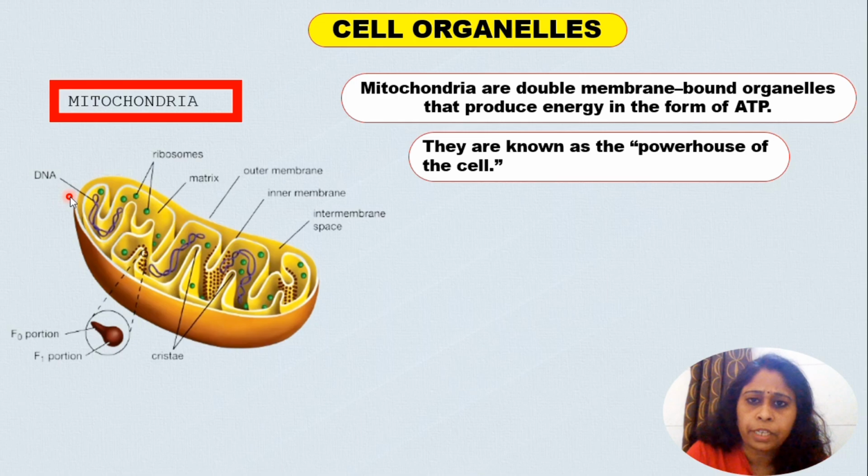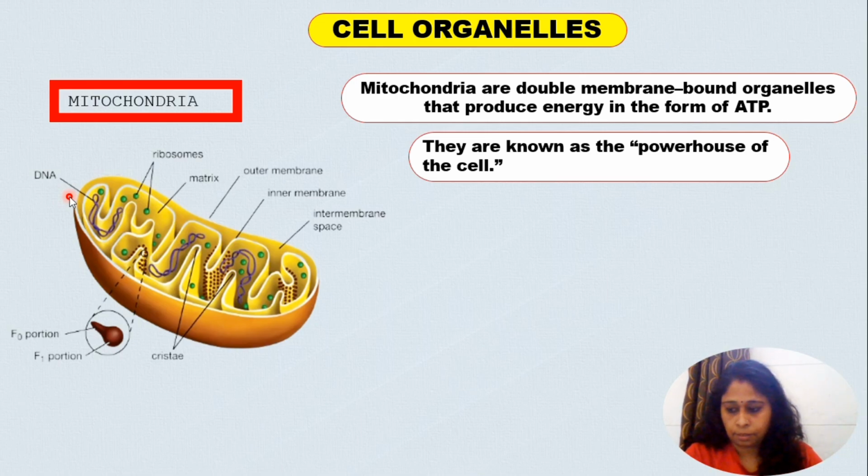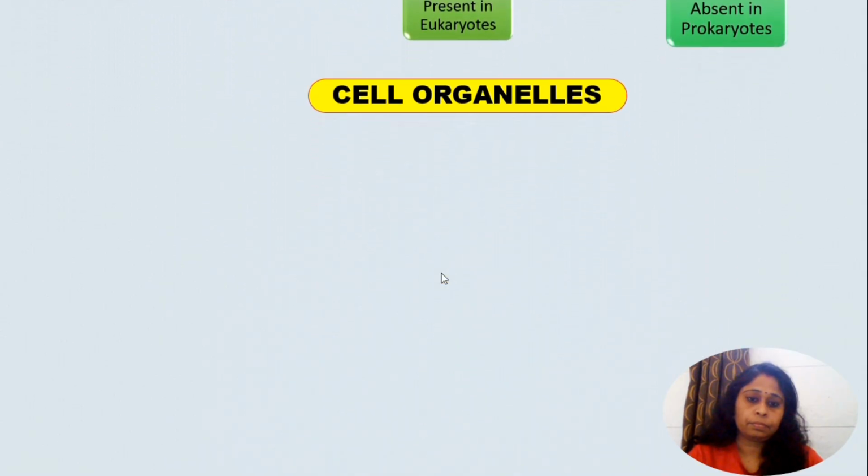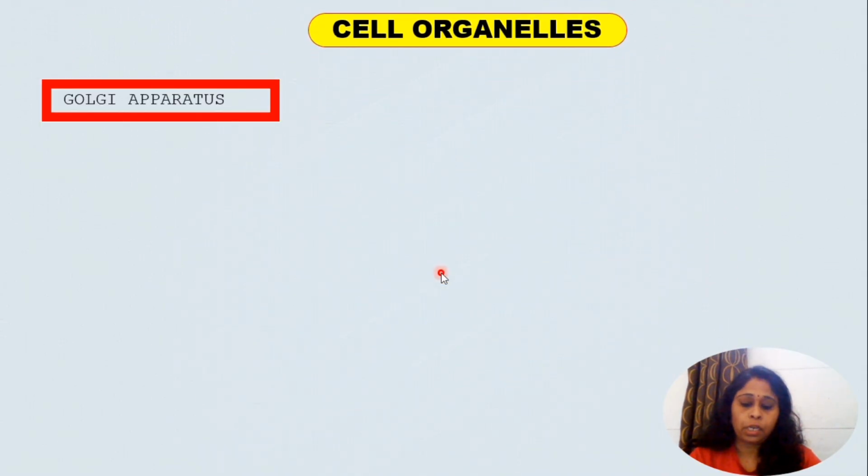What is the full form of DNA? DNA means deoxyribonucleic acid. Now, where it is located? It is located in the cytoplasm. It is present in eukaryotes and absent in prokaryotes. Okay. Now, next one is Golgi apparatus.